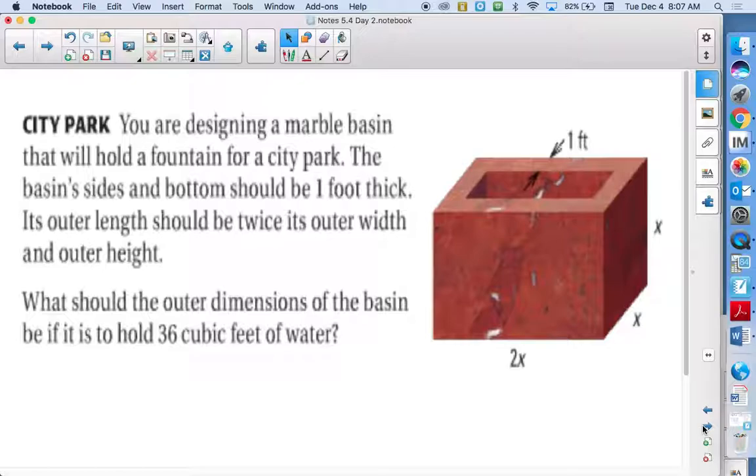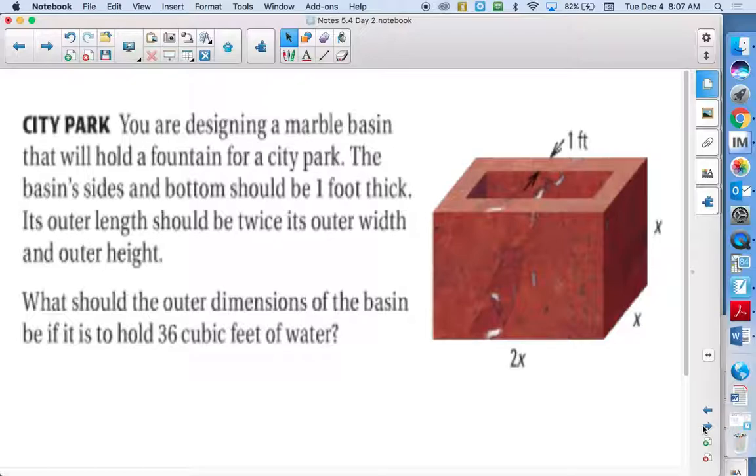The basin, or our bathtub, has the sides and the bottom being a foot thick. So this is essentially, like, if any of you have flowers in your yard, this is like a flower pot, but it's rectangular instead of being nice and round. It says its outer length should be twice its outer width and outer height. So they give you the diagram, everything's labeled.